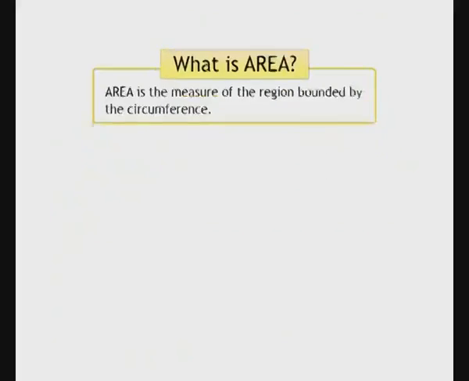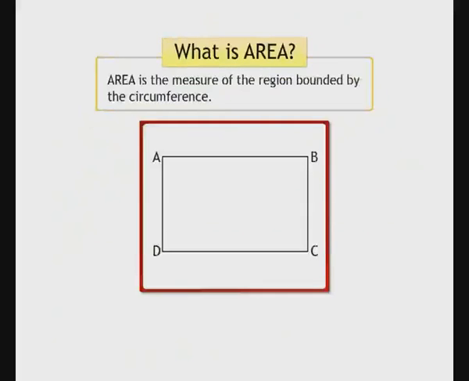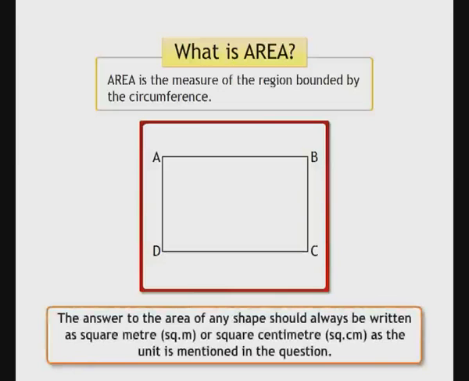What is area? Area is the measure of the region bounded by the circumference. To find the area of any shape, we need to remember certain formulae. Bear in mind that the answer to the area of any shape should always be written as square meter or square centimeter as the unit is mentioned in the question.